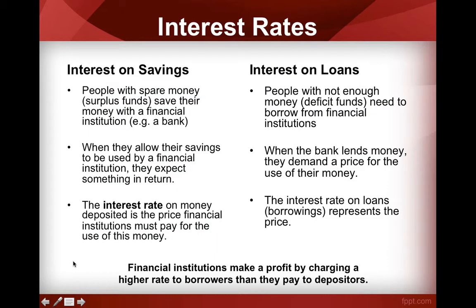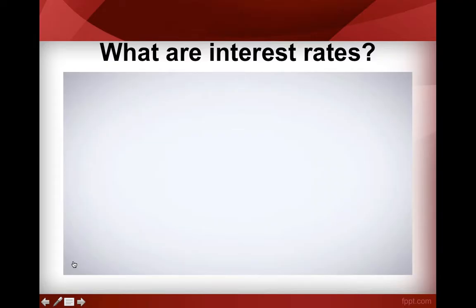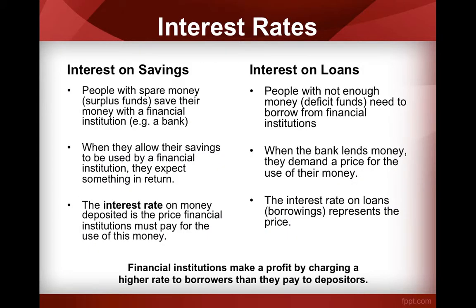So as you can see, interest rates are basically the price that one pays to borrow money, or in terms of the bank, the price that they charge you for lending you money. So there are different types of interest: interest on savings and interest on loans.